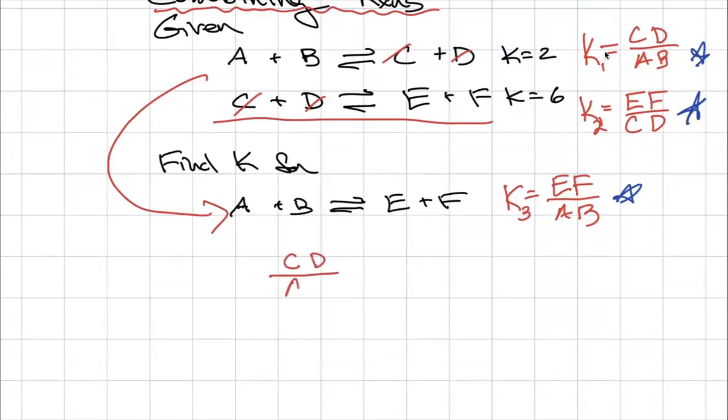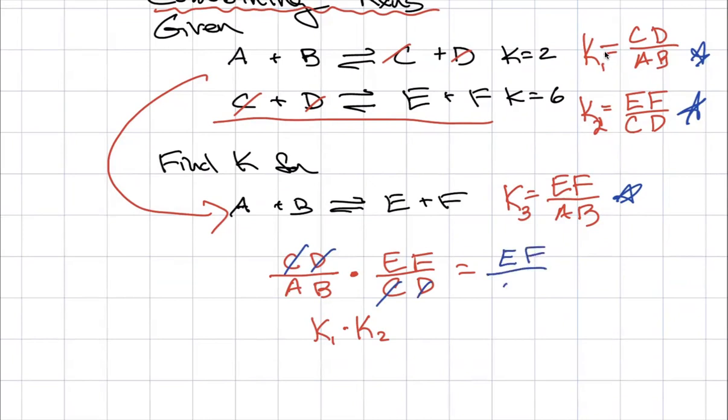If I take K1 and I multiply it by K2, what we'll end up with is K3. So when I'm adding two reactions together, I'm going to multiply their Ks in order to get the K for the overall reaction.